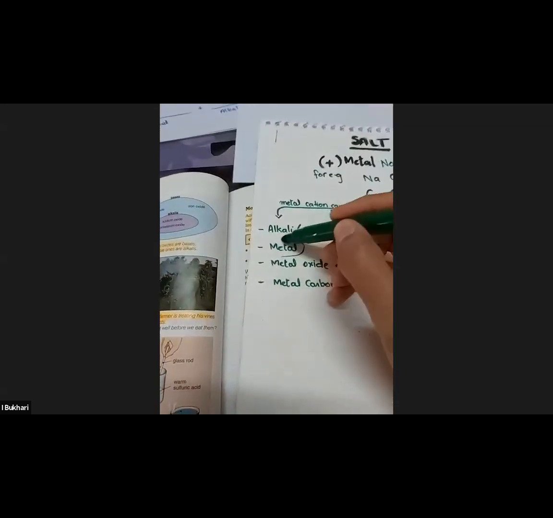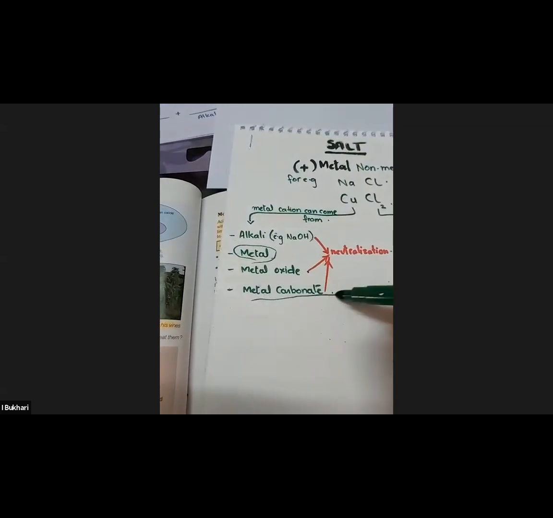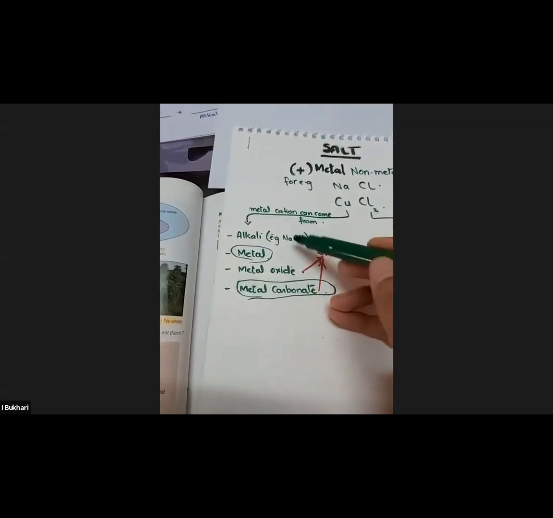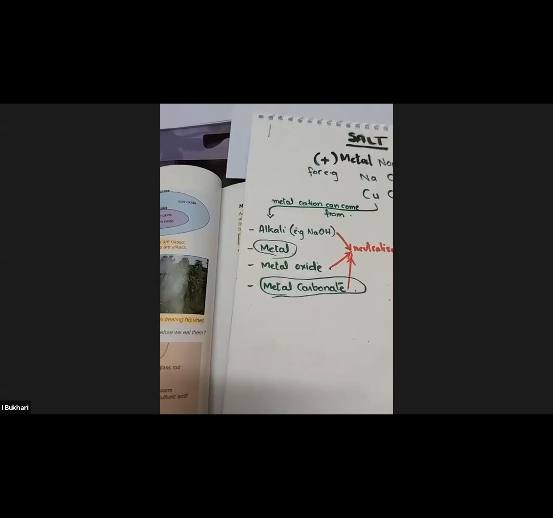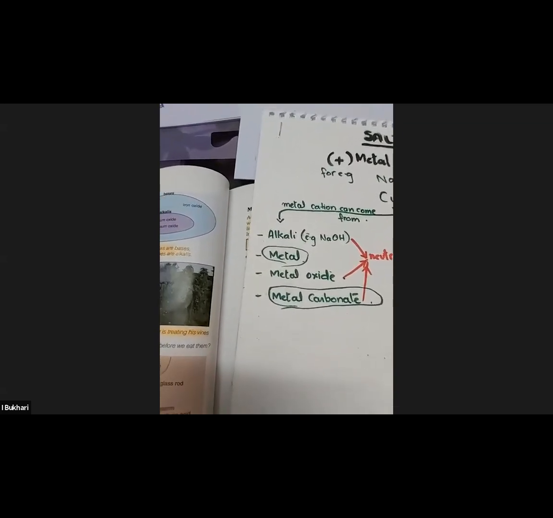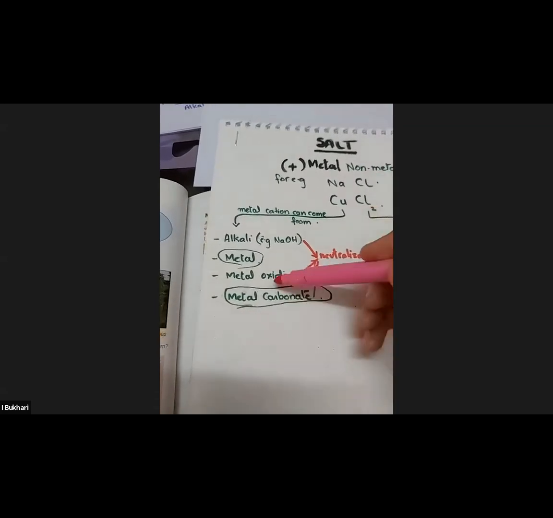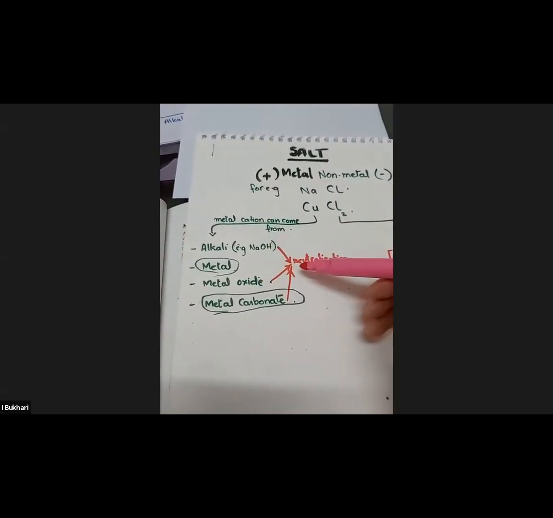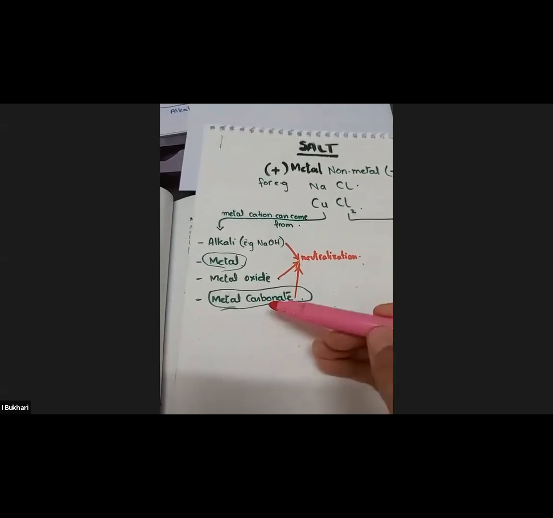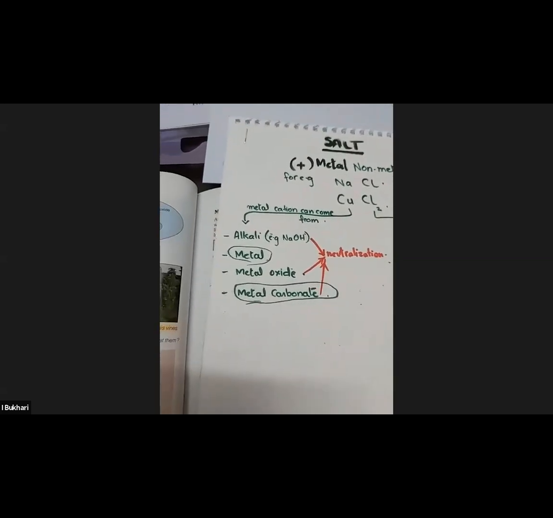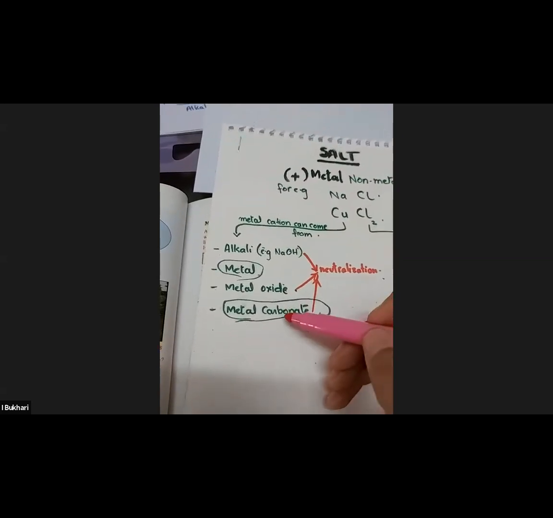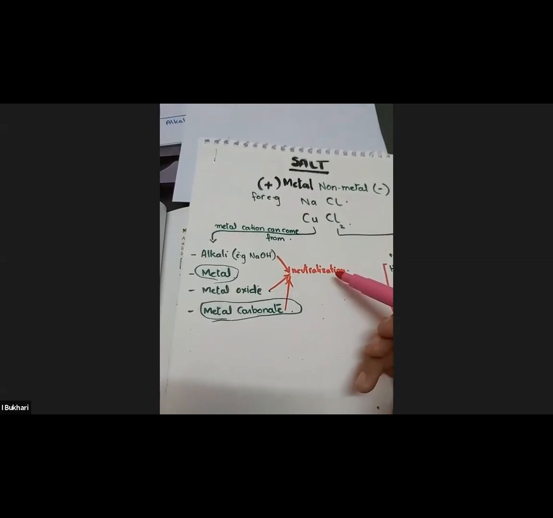We will discuss today metal and carbonate, okay? Because these two we already discussed in the last class. In the last class, we have already discussed the reaction of oxides and alkalis. By the way, the reaction of oxides and alkalis is neutralization. Well, the reaction of carbonate with acid is also an example of neutralization reaction.